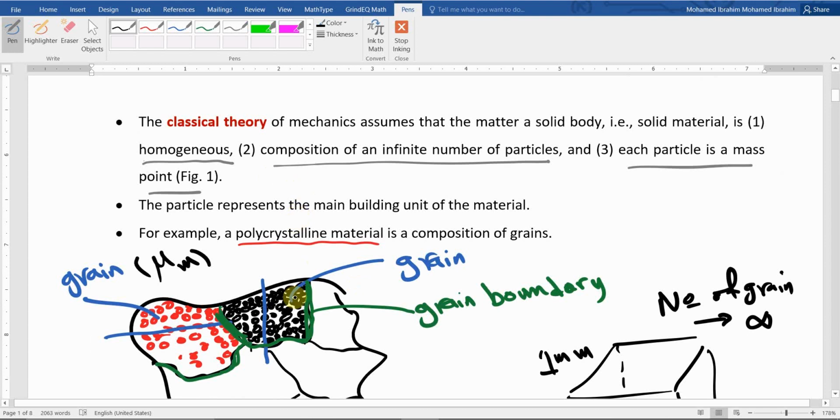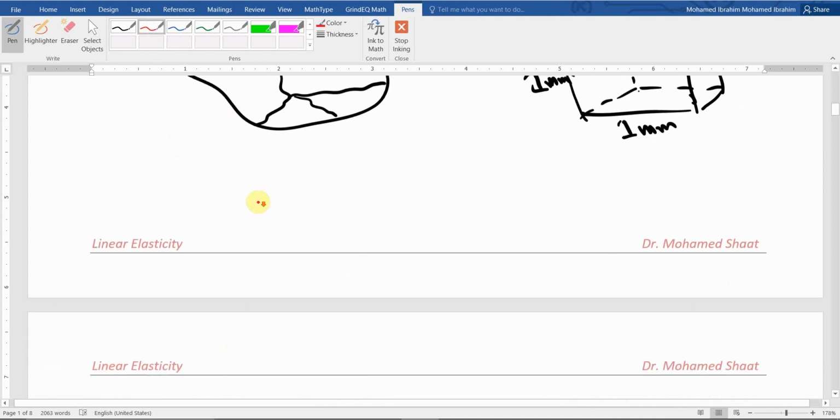This is in terms of material science. In terms of mechanics, the particle is the grain. If we are studying a solid material that is made of a polycrystalline material, in this case the particle will be the main building unit, which is the grain. It means that the particle in the mechanics concept represents the grain of this polycrystalline material. Make sense?